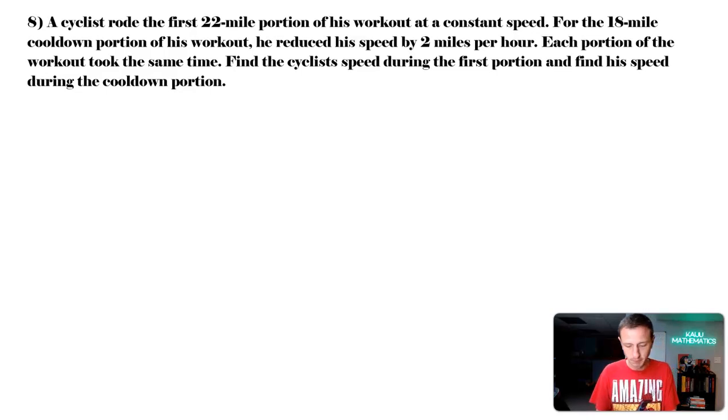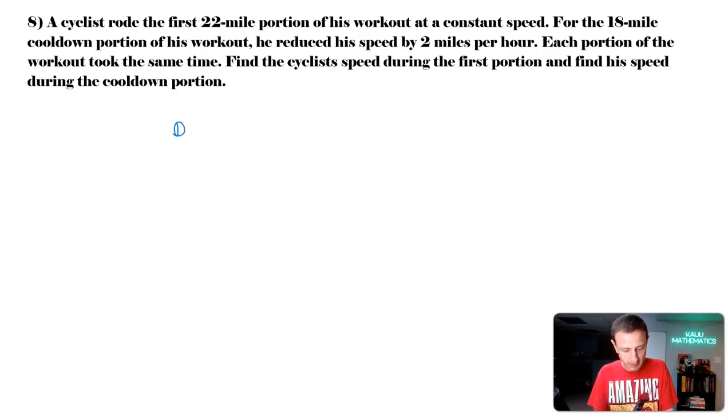I think I got one more problem. Yeah, last problem for this video. A cyclist rode the first 22-mile portion of his workout at a constant speed. For the 18-mile cool-down portion of his workout, he reduced the speed by 2 miles per hour. Each portion of the workout took the same time. Find the cyclist's speed during the first portion and find the speed during the cool-down portion.